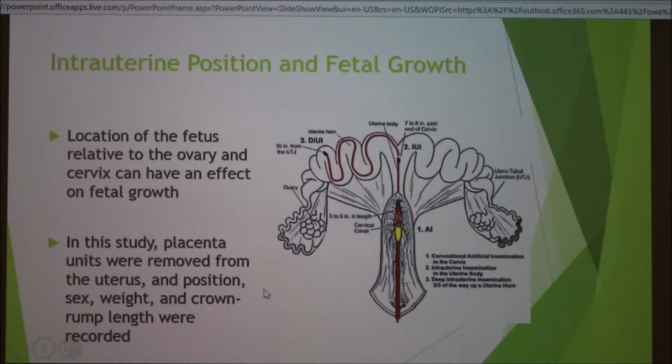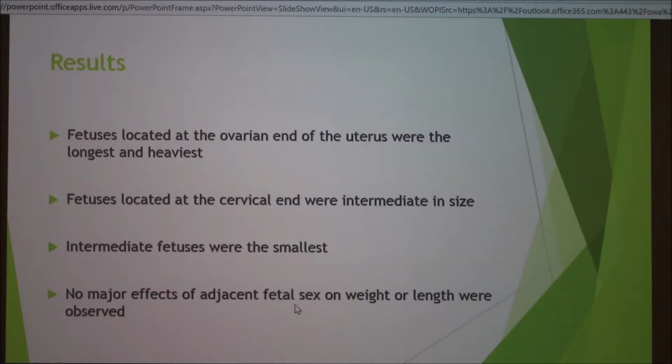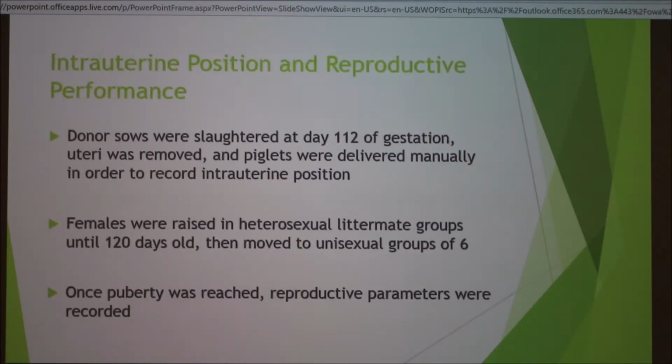The first study looked at the location of the fetus relative to the ovary and the cervix and how that affects fetal growth. In the study we removed the placental units and then recorded position, sex, weight, and crown to rump length. As a result, fetuses located at the ovarian end of the uterus were the longest and heaviest. Fetuses located at the cervical end were intermediate in size, and intermediate fetuses were the smallest. In this study, they did not observe any major effects of adjacent fetal sex on weight or length.